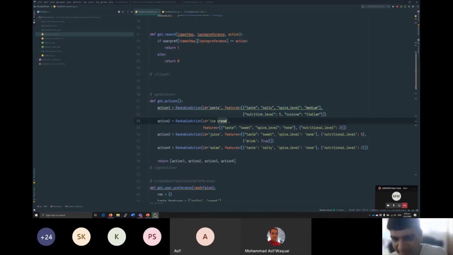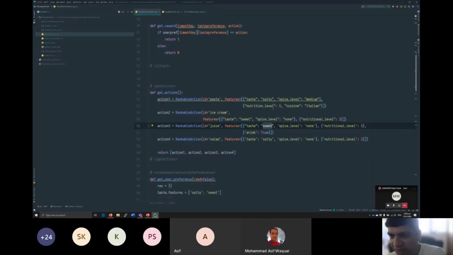My second action is ice cream, which has an attribute of taste as sweet. I have a juice, which has an attribute of taste sweet. And I also added a new attribute in here, which is saying drink is equal to true, right? And then you would observe that for a lot of these actions my feature sets are completely different, right? So over here I had cuisine, but none of my other values has cuisine. For most of them, I do have nutrition level, right? I have a factor of taste.